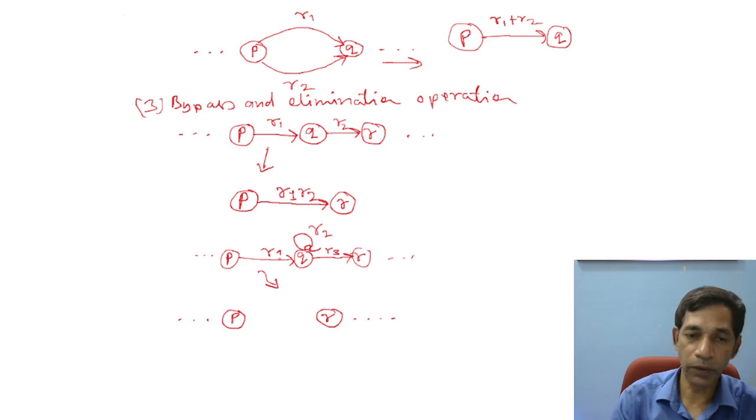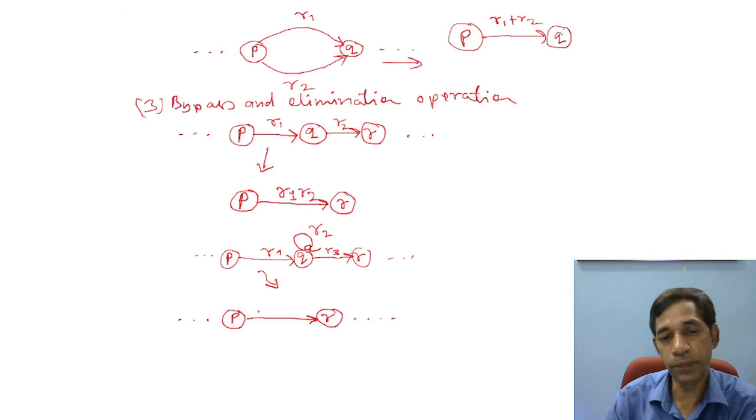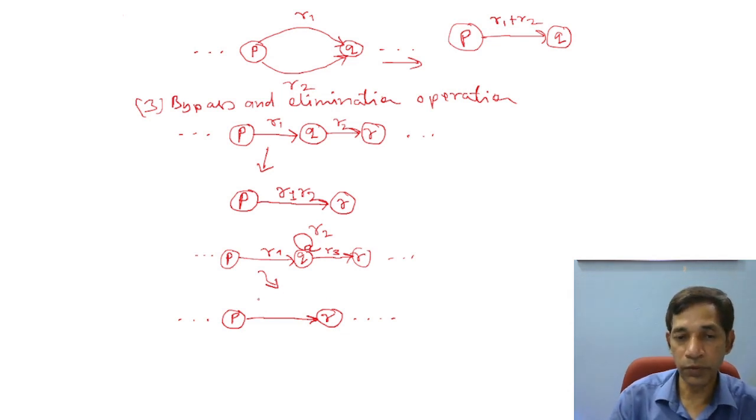You are going from P to Q for R1. At Q you have the loop for the regular expression R2. From Q you are going to the state R for the regular expression R3. If you eliminate the state Q, you are not having state Q now. You have the direct edge from P to R. So what is the regular expression?